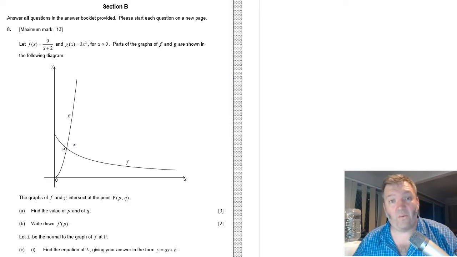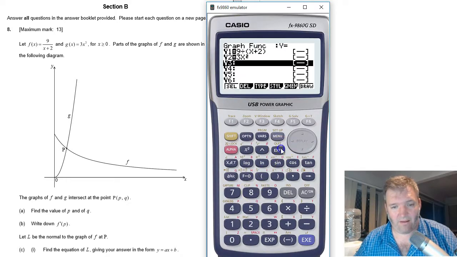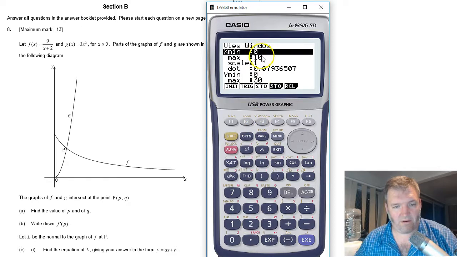What are we going to do? We're going to use our calculators, aren't we? So we get our calculators out. Here I have the functions: 9 divided by (x plus 2), that's f of x, and 3x squared, that's g of x. Set up your viewing window, so that's 0 to 10. Yep, that looks like it'll be about right. We're squaring something in g of x, so going up to around 30 is reasonable. May or may not be, we'll have a look at it.